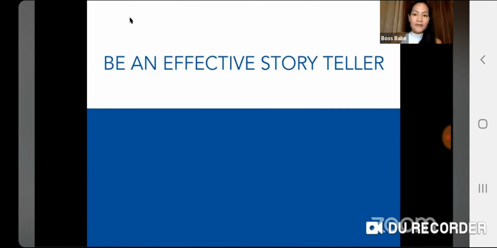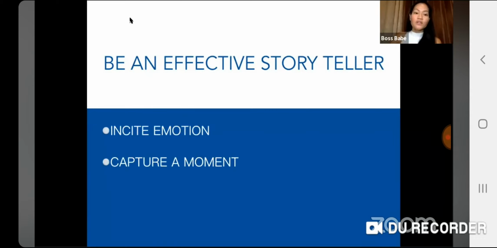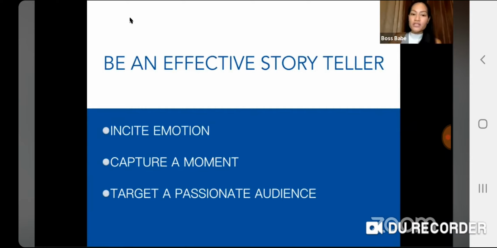All right. So of course, you have to be an effective storyteller. You have to incite emotion. You have to capture a moment when it comes to taking photos. Target a passionate audience. So right now, who do we want to target? We want to target the people who are scared, because we don't want them to be fearful. We want them educated, right? So we don't want them to be fearful about their health, their lives. We want them to be educated about top-rated products, and we want them to be educated on government protocols, all right? So that they can protect themselves and their families, right?